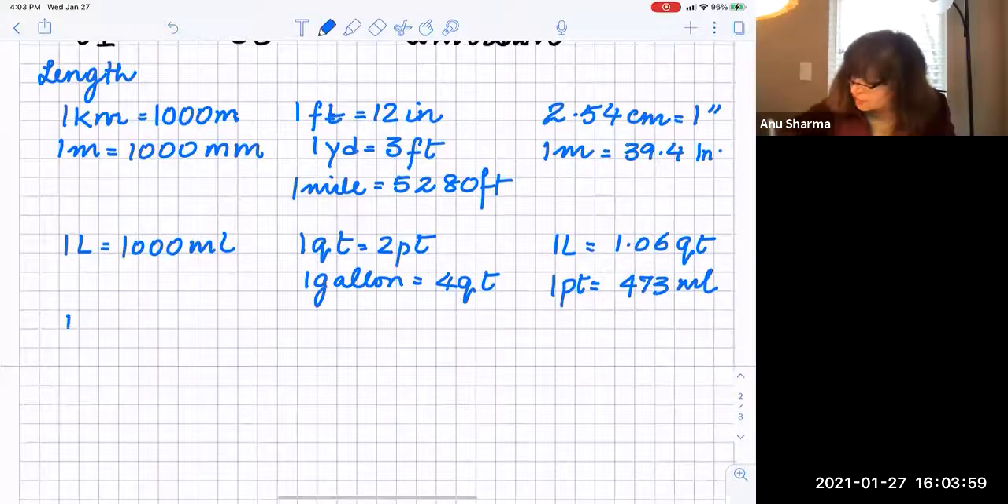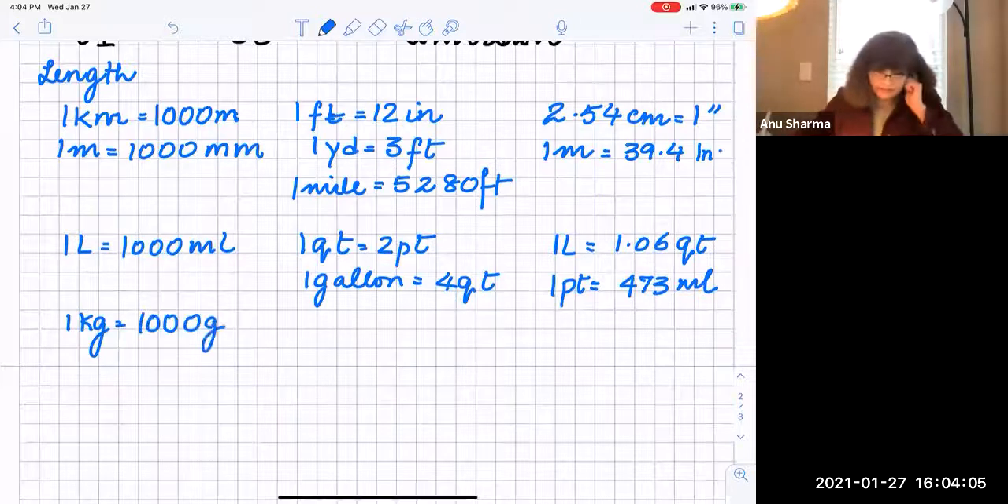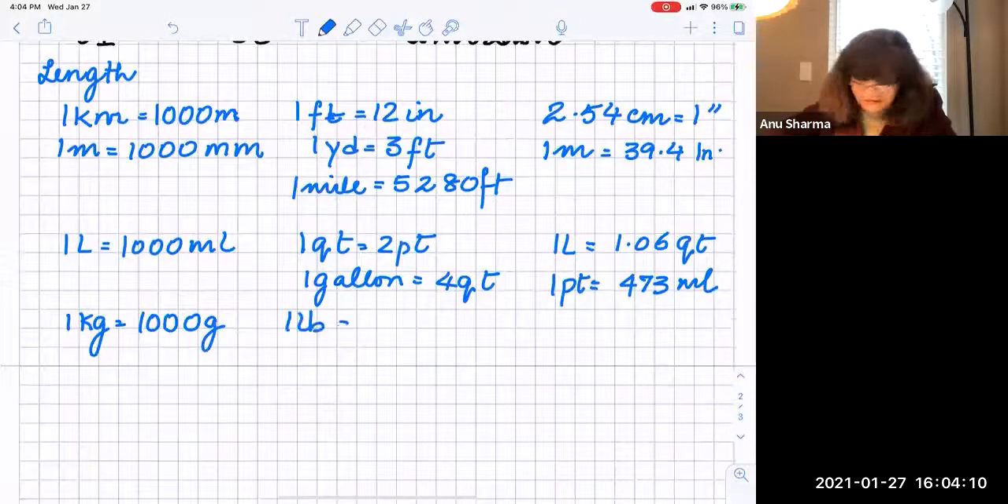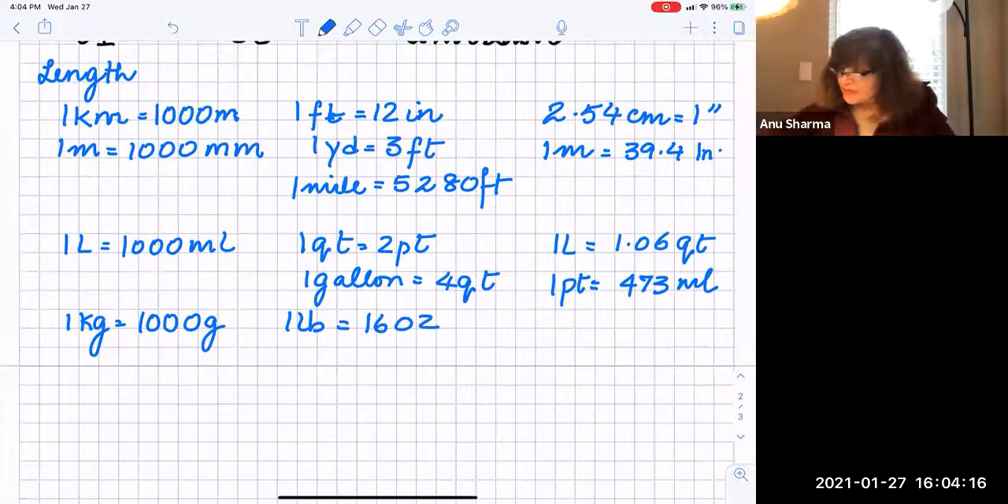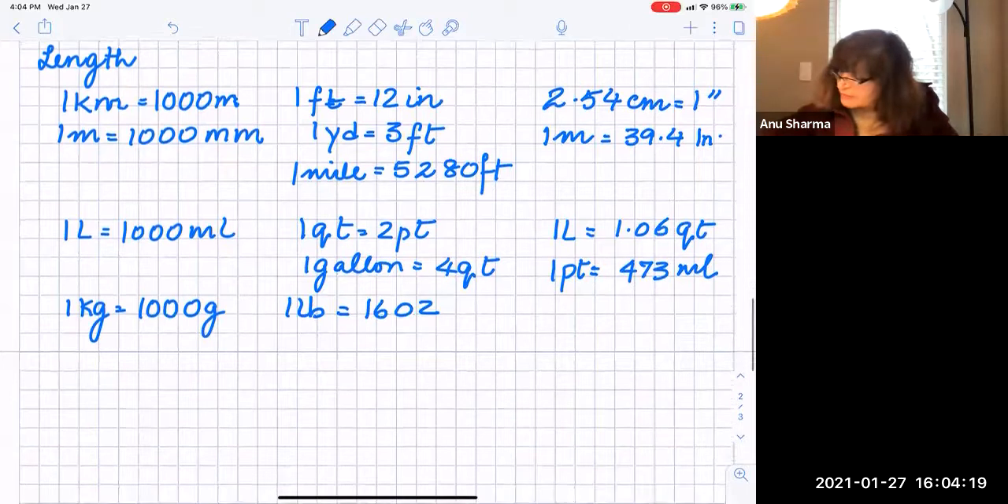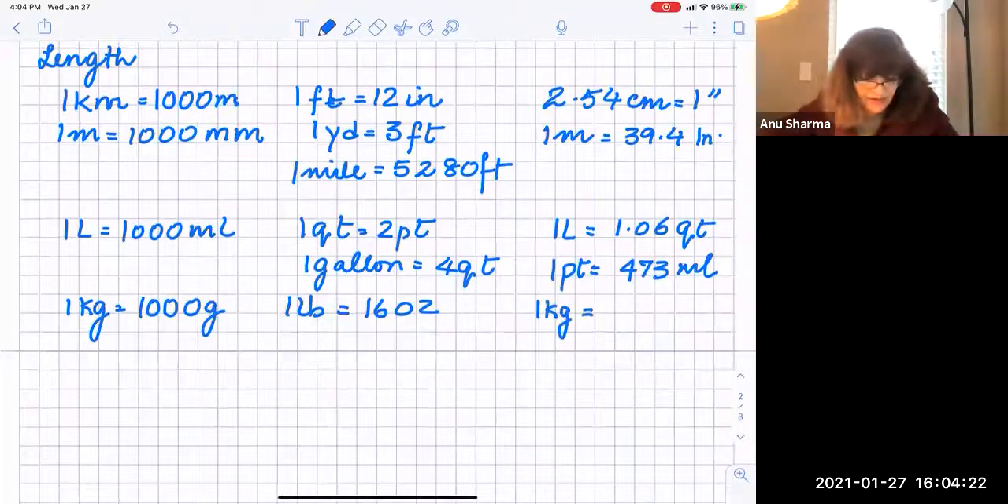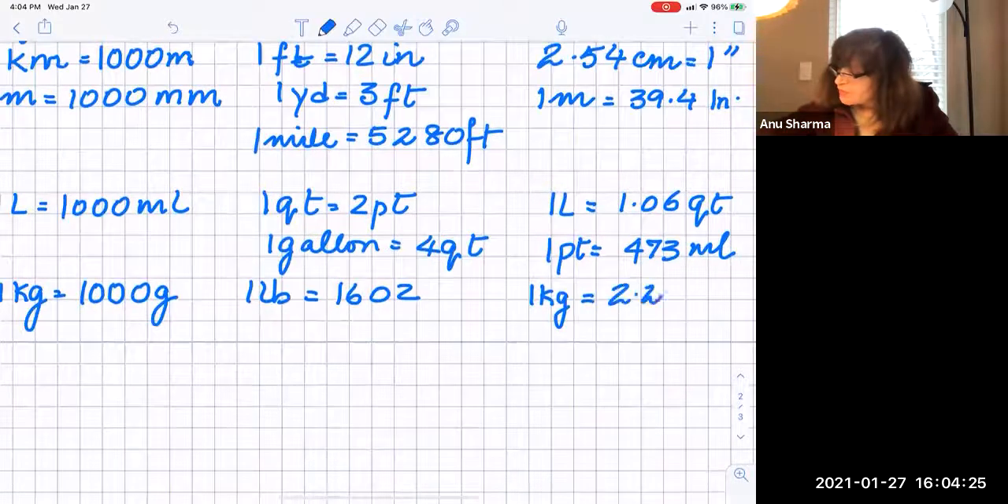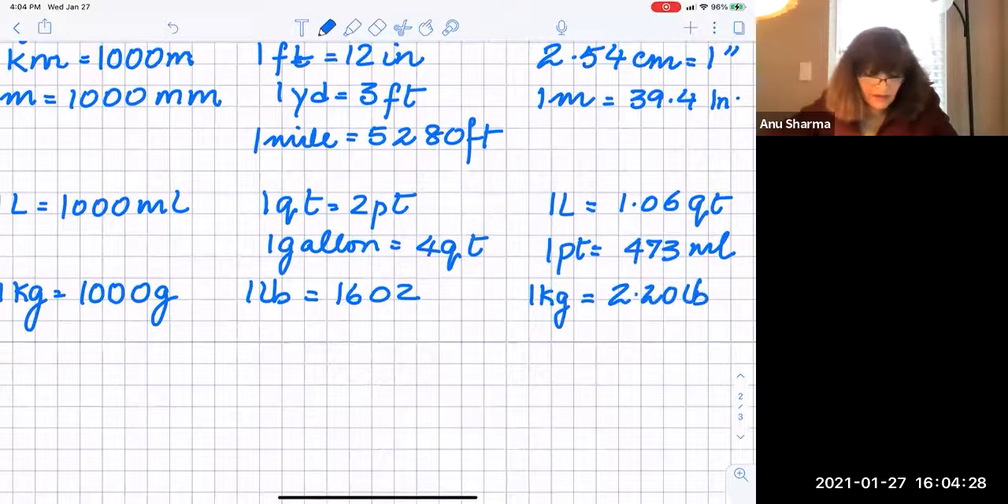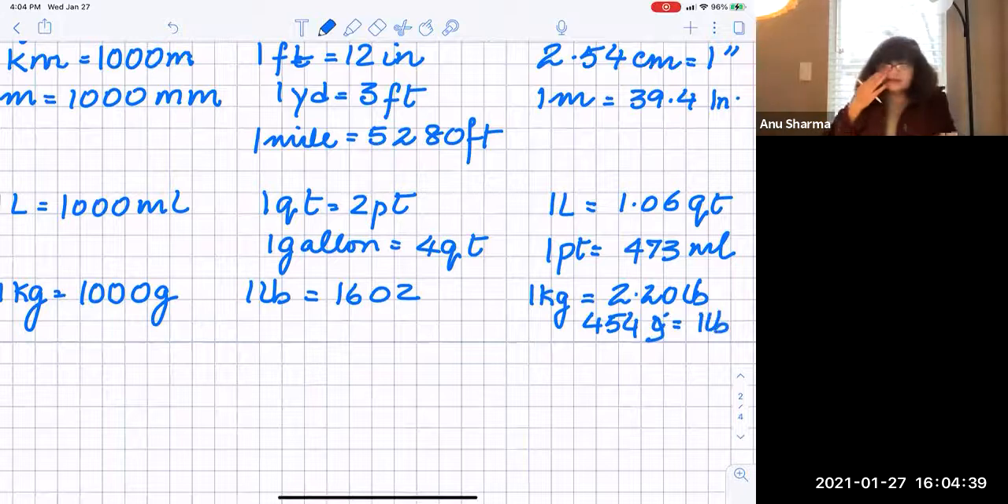Let's say the mass also. 1 kilogram is equal to 1,000 grams. So this is again the metric system, the SI system, more universal. But in the US, 1 pound is equal to 16 ounces. So this is the system we use. But how do we equalize with the SI system now? So 1 kilogram, which is coming from the SI system, becomes equal to 2.20 pounds. Or, the same as the other case, 454 grams is equal to 1 pound. Okay, so these are again the equalities.